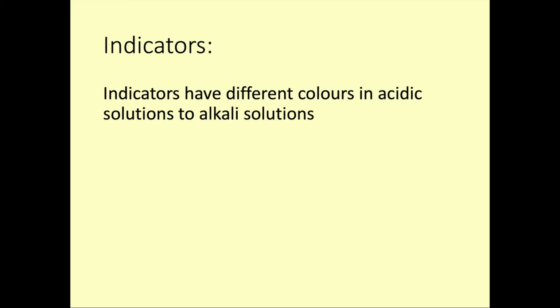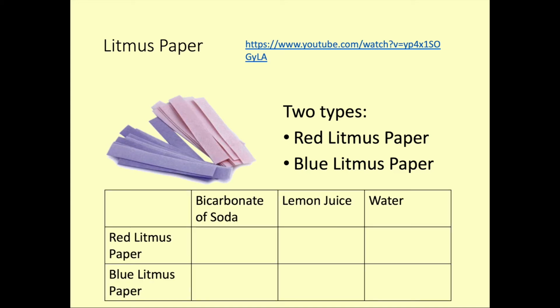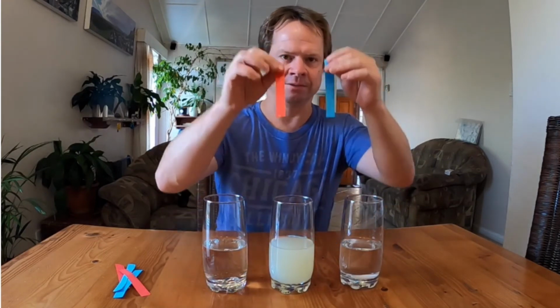So the first one we're going to look at is litmus paper. Now there are two types of litmus paper, red litmus and blue litmus. In your worksheet you have a table which we're going to fill in by watching a video. Diluted in water. We have lemon juice, which has also been slightly diluted in water. And speaking of water, here is water. So when we're testing these liquids, we need to use both the red and the blue litmus paper, as you can see over here.